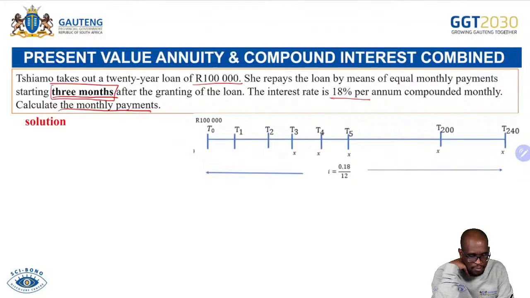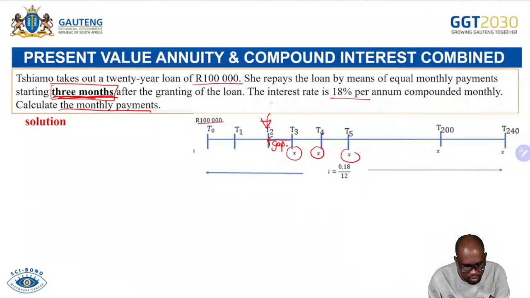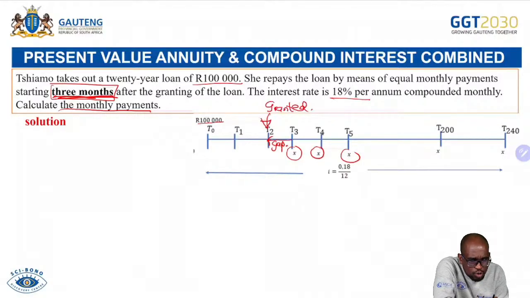Okay, let's look at the solution. We take it to the timeline. The loan amount taken is 100,000. But Siamo starts paying after 3 months. So we no longer have that one period gap. Remember, we need to create a gap between when you start paying and when the loan is granted. So the loan was supposed to be granted there, but it is not. It is granted at T0. So this loan is going to grow for 2 months.